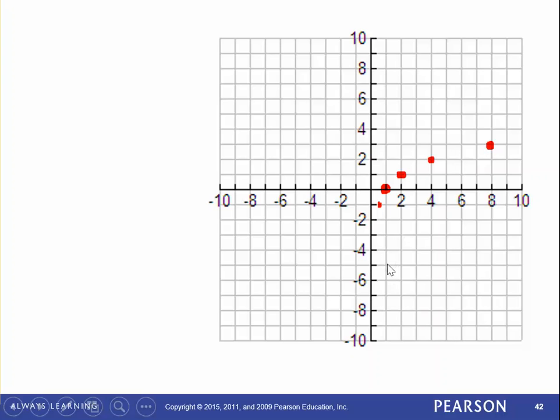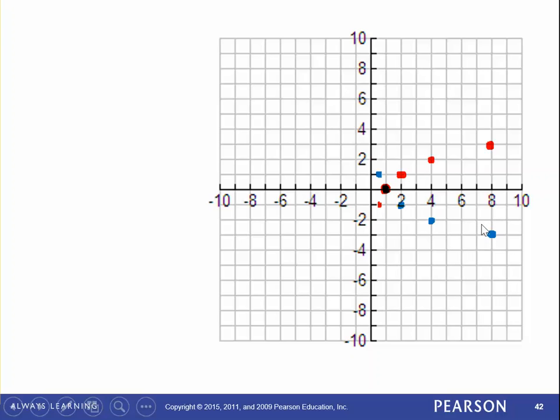And so first things first is we have a reflection about the x-axis. So let's change color here. Let's go to blue. So 1/2, -1 becomes 1/2, +1. 1, 0 still stays. 2, 1 now becomes 2, -1. 4, 2 becomes 4, -2. And 8, 3 becomes 8, -3. There's my blue, which is the reflection about the x-axis.